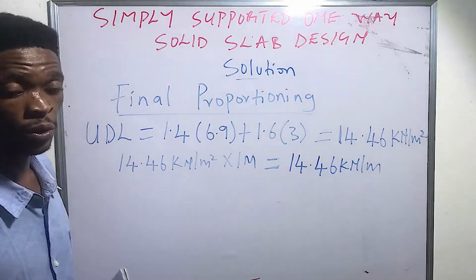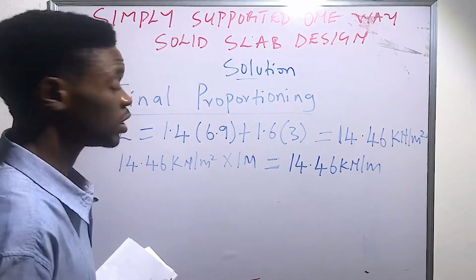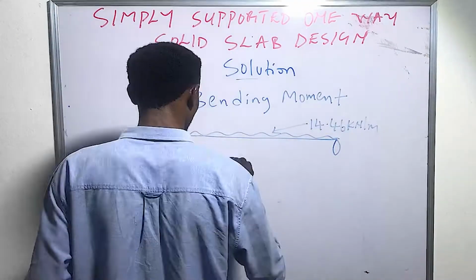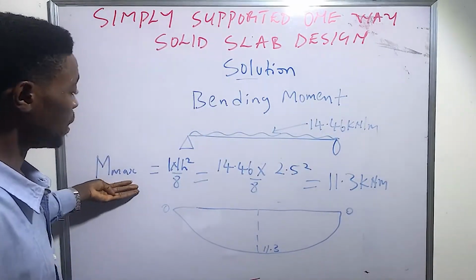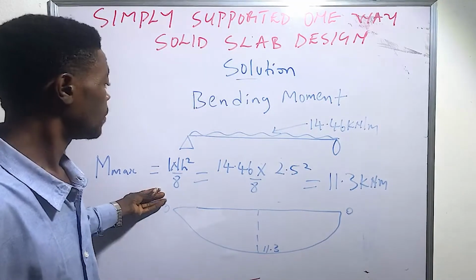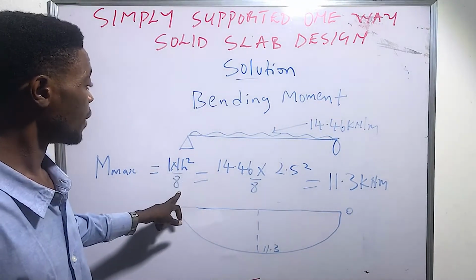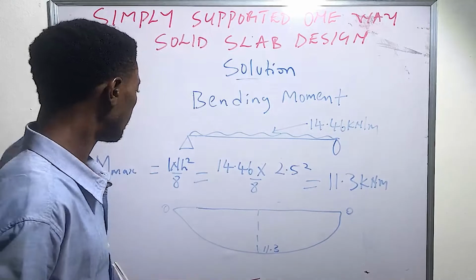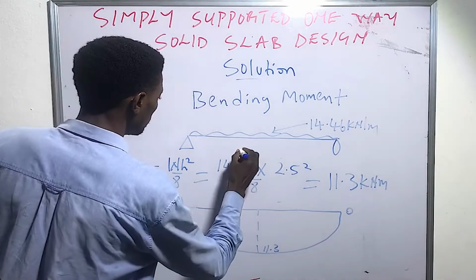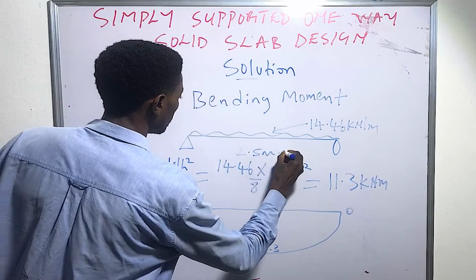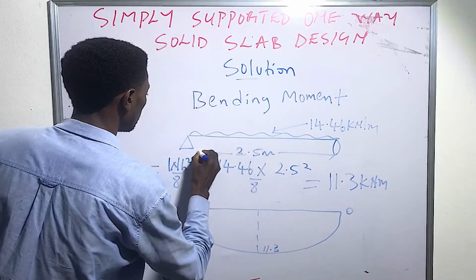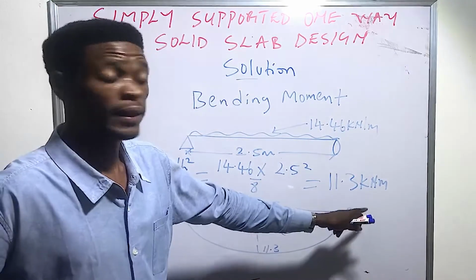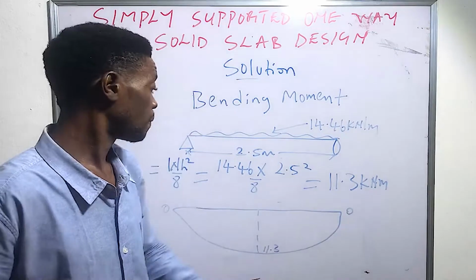So that's all for the loading. We can now move to the next step, which is our structural analysis, our bending moment. To get our bending moment for a simply supported beam is WL square over 8, where W is 14.46 kilonewton per meter, and L is the LS, the shorter span, which is 2.5. Which is 2.5 square over 8. That gives us 11.3 kilonewton meter.